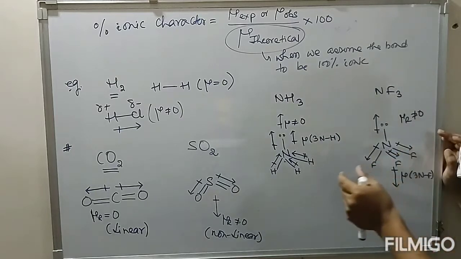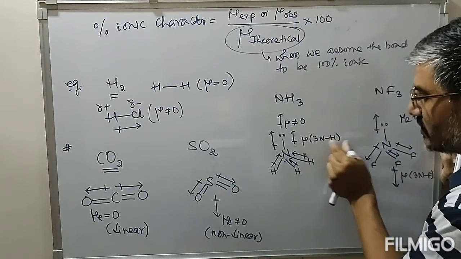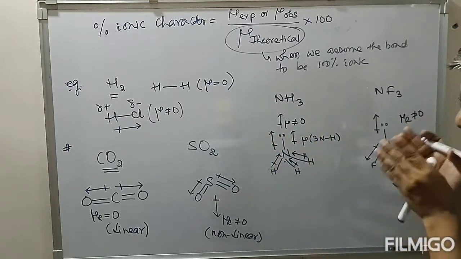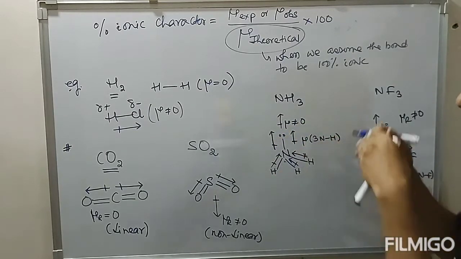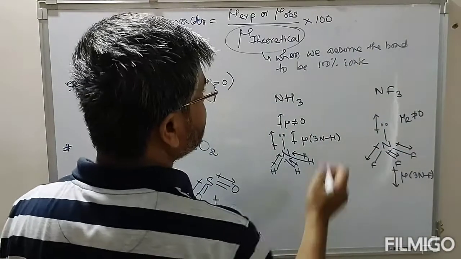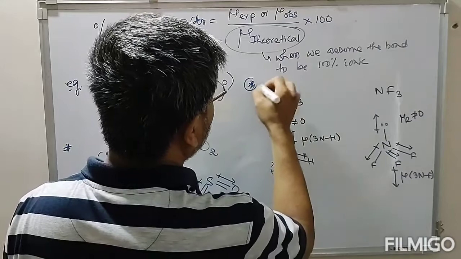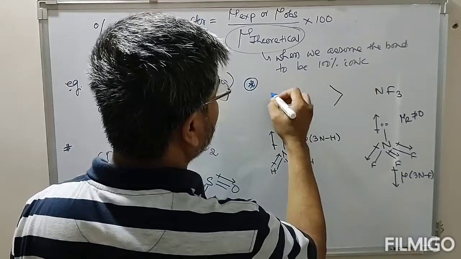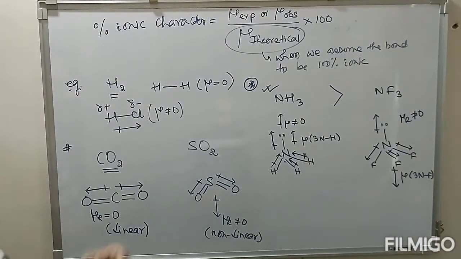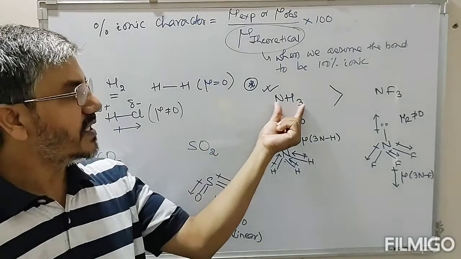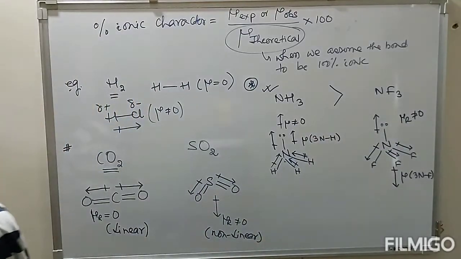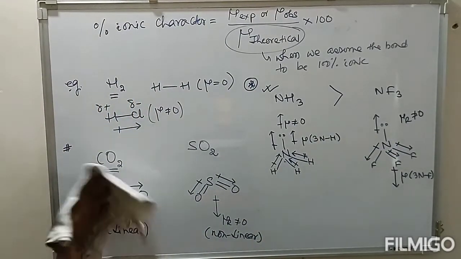Whereas in the case of ammonia, the resultant of the three nitrogen-hydrogen dipoles and the nitrogen lone pair are directed in the same direction, so they add up to give a larger resultant. As a result, the dipole moment of ammonia is always greater than the dipole moment of NF3. So we say ammonia is more polar than NF3. We'll take up some more examples.